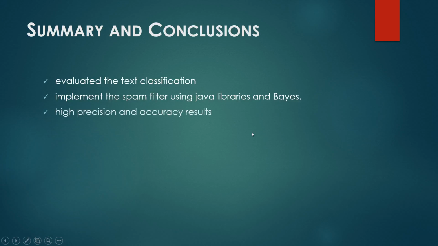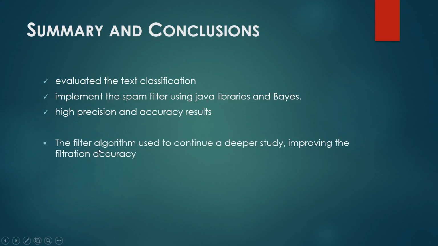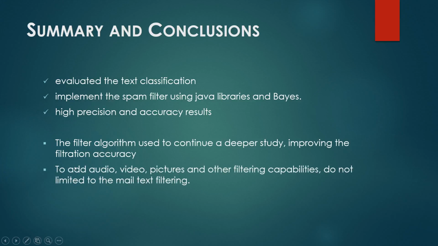So, a summary of the conclusion. Here, we can see we evaluated the test classification and implemented the spam filter using Java libraries, which we have already done, and this really shows high precision and accuracy results. But the filter algorithm needs a deeper study to improve the filtration accuracy. And for the next step, we want to add audio, video, picture, and other filtering capabilities, not limited to mail text filtering.